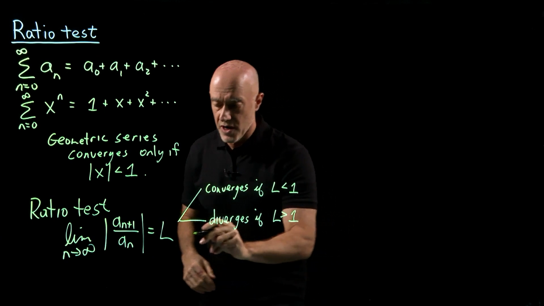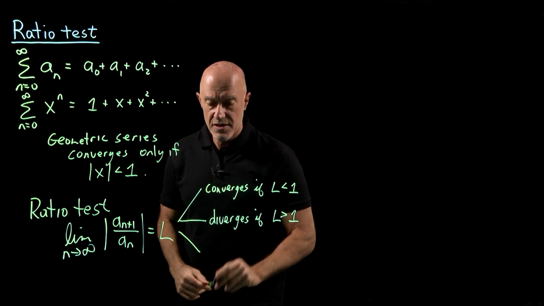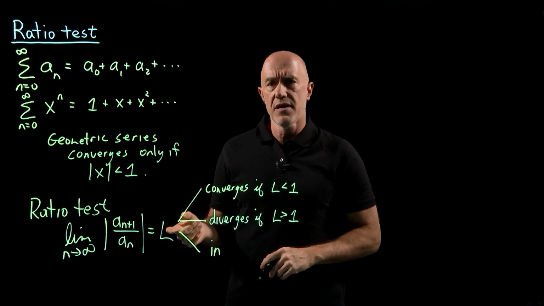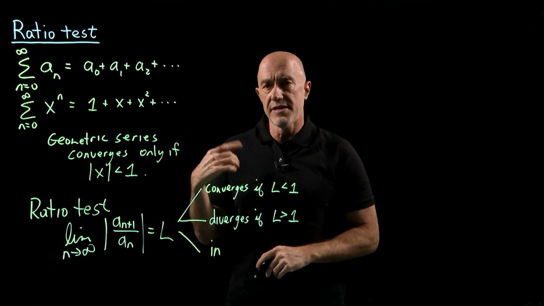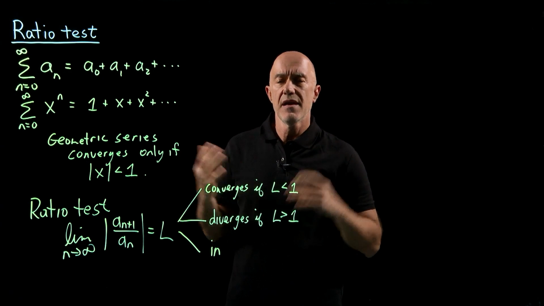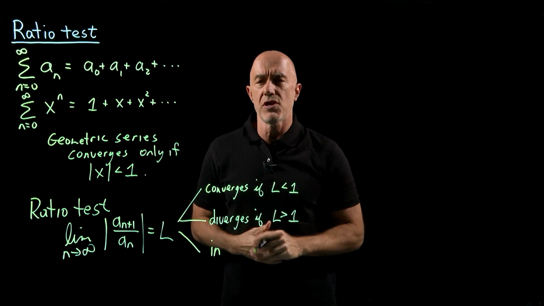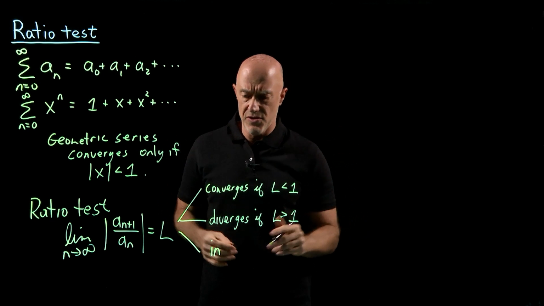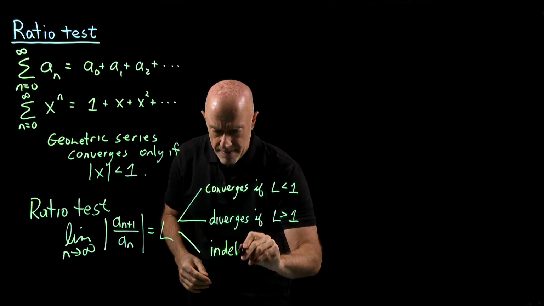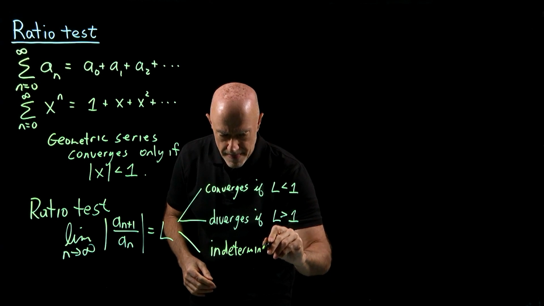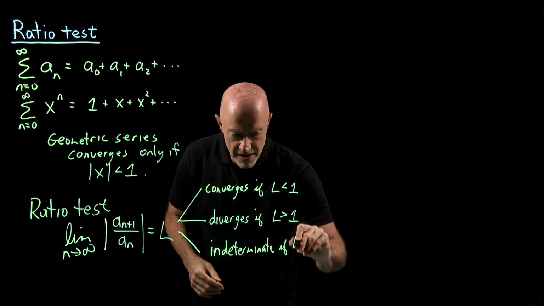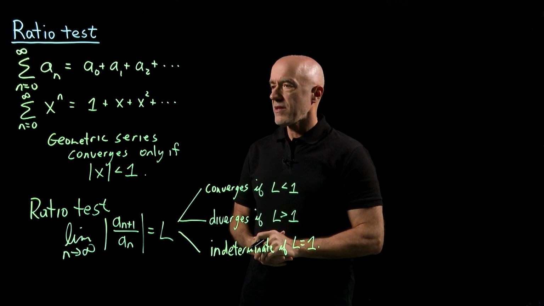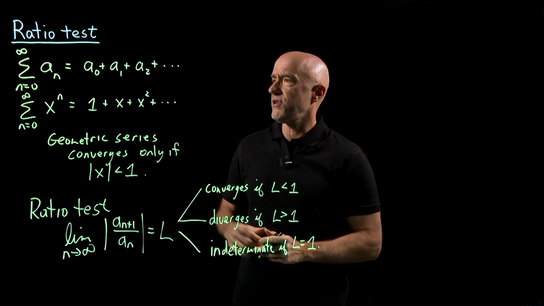The case L equals 1 is actually special. You can come up with different series where it converges when the ratio is 1, or it diverges when the ratio is 1. This is like the harmonic series and the alternating harmonic series. So it's indeterminate if L is exactly equal to 1. So those are the boundary cases. Okay, so that's called the ratio test.